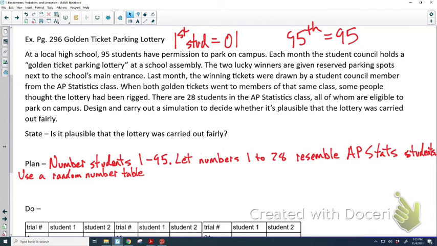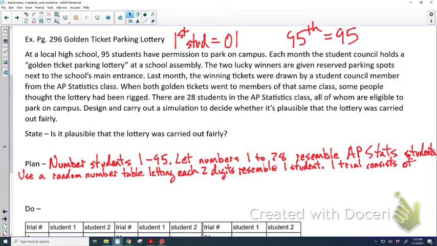Use a random number table, letting each 2 digits resemble 1 student, one trial consists of 2 students. And we'll practice this in just a second.